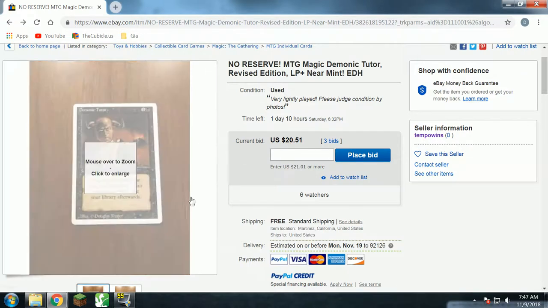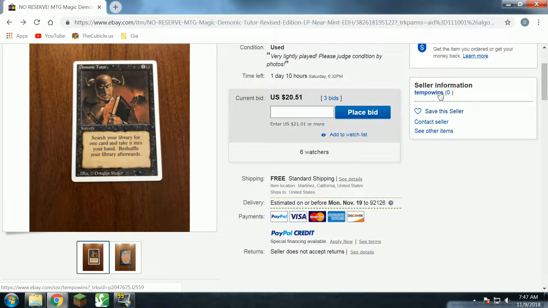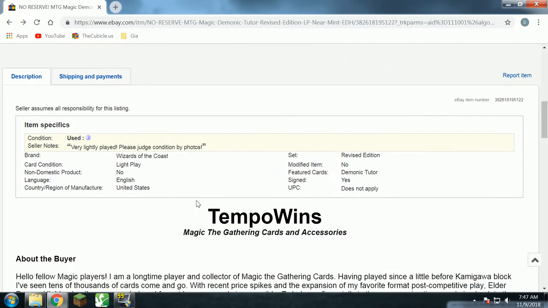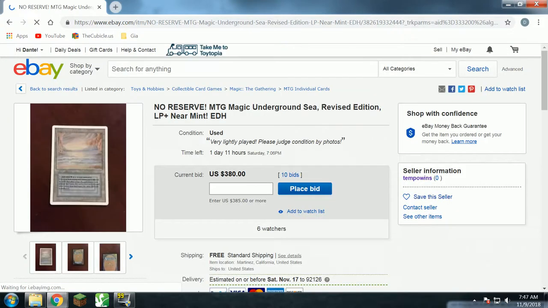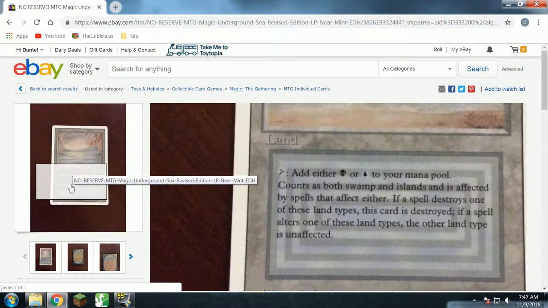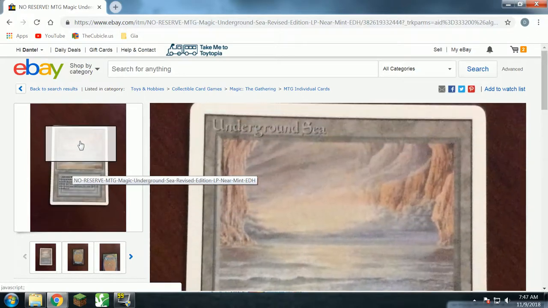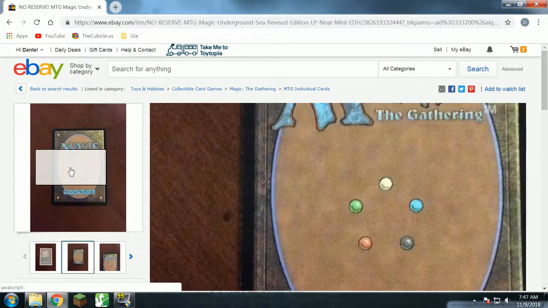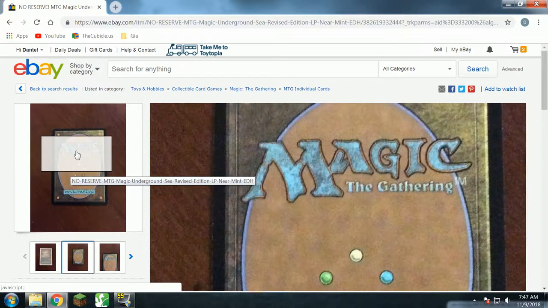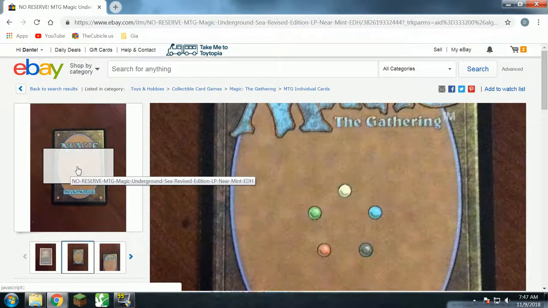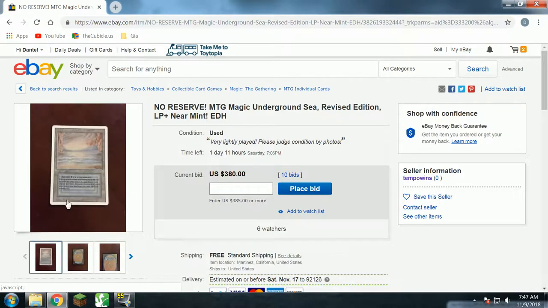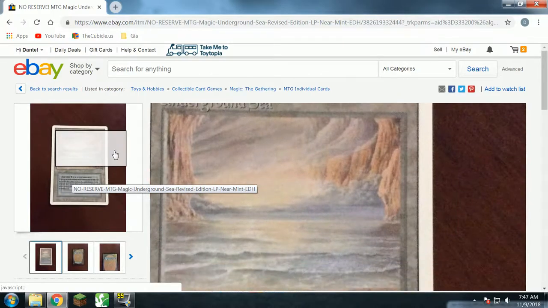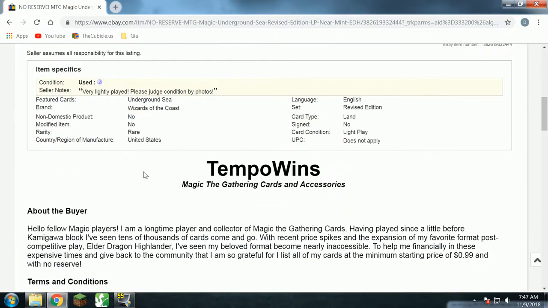Current bid is already at $20. Tempo Wins is this person's name. And if I go to all their cards, you can actually see that they're all fake. They all have super white borders. And if I click on any of these and we zoom in, you can tell that the border is way more white than it should be. And when I look at the back of the card, it does not have the circle pattern that you would see on a normal real Magic card. So I think this user is selling all fake cards, and they're actually selling over 100 fake cards.